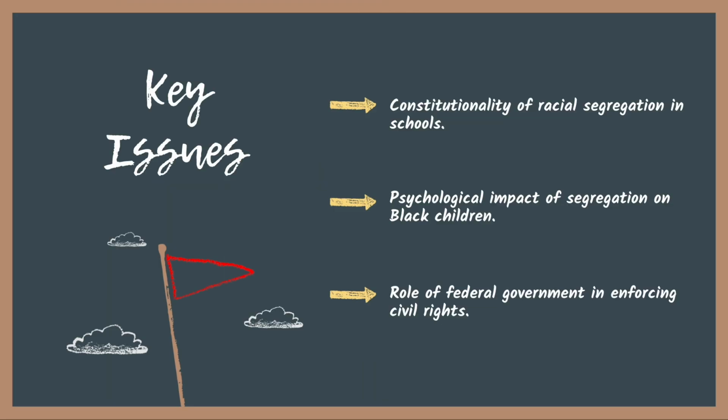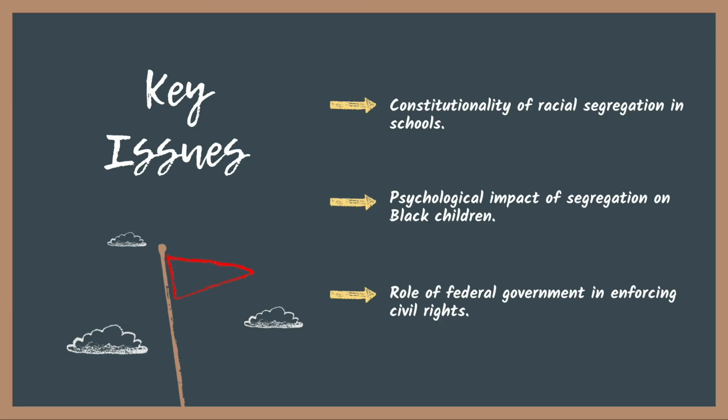Key issues: constitutionality of racial segregation in school. It's unconstitutional to have racial segregated schools. The psychological impact of segregating took a toll on the Black children. Black children received a lower education and care versus the white children. It was affecting their growth and their knowledge.